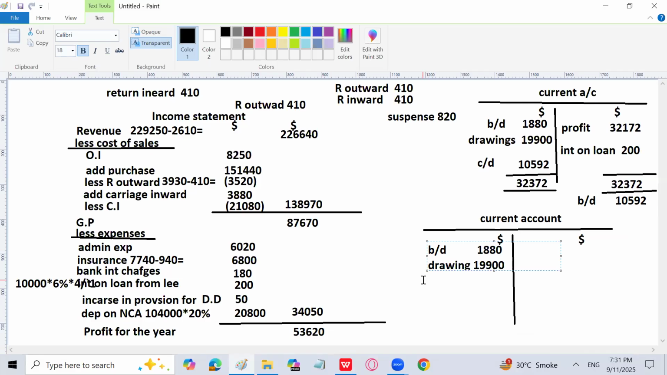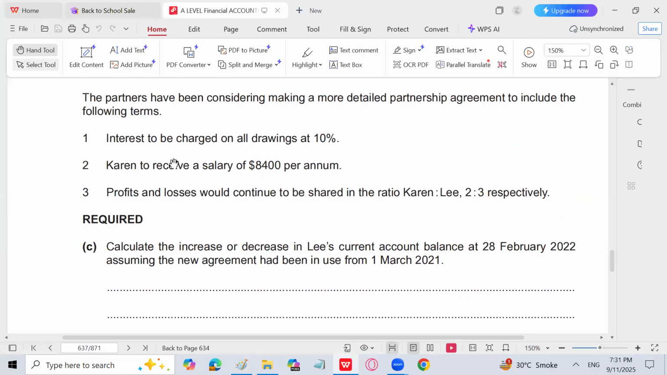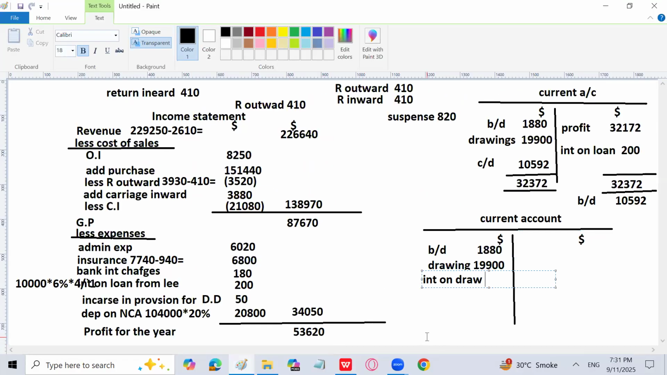But there is interest on drawing also. So I have to write interest on drawing, which, if you just see the question, is 10%. Obviously, current account will be charged, right? So interest on drawing is going to be 1990, 10% of the drawings.